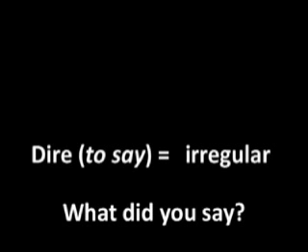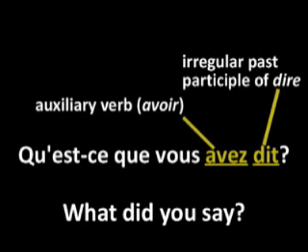Let's go ahead and look at some examples. Suppose you weren't paying attention to your teacher and you need to ask her what she just said. In English, you would ask, "What did you say?" In French, the verb dire, to say, has an irregular past participle. You would conjugate the verb like this. Qu'est-ce que vous avez dit?